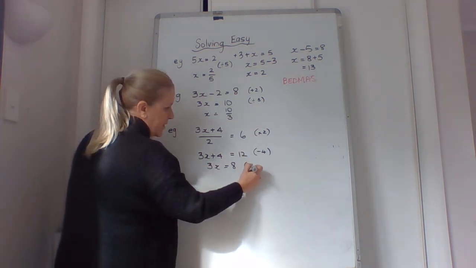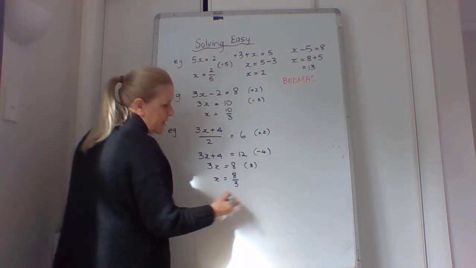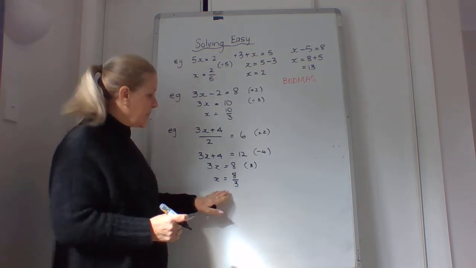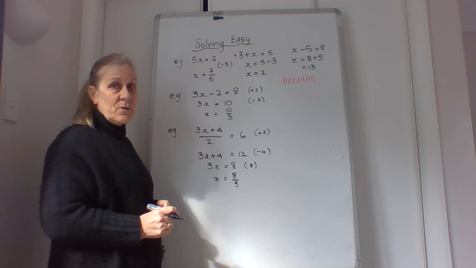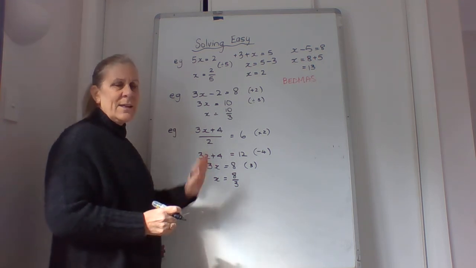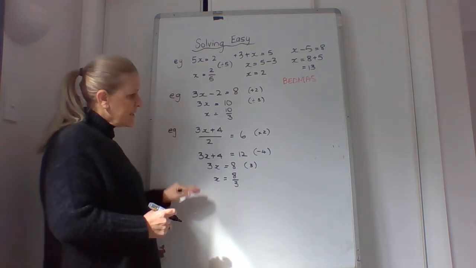Then we divide by 3, and once again, we've got thirds in our answer. This time it's 2 2/3, but we'll leave it as 8 over 3. Perfectly all right, and really helpful later on in maths to be able to do it that way. Okay, so those are the easy ones.